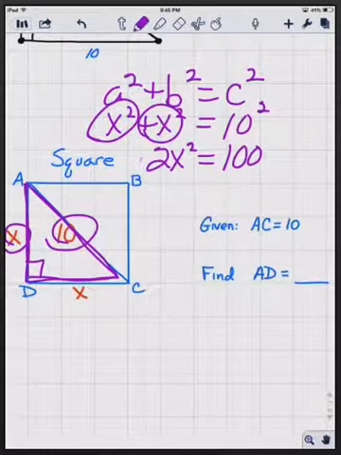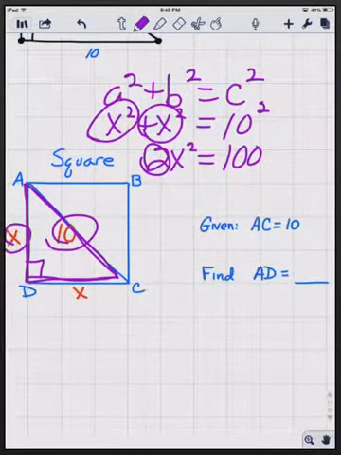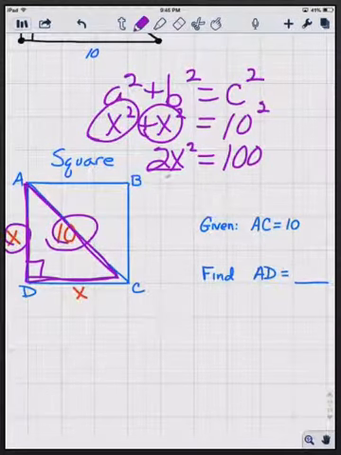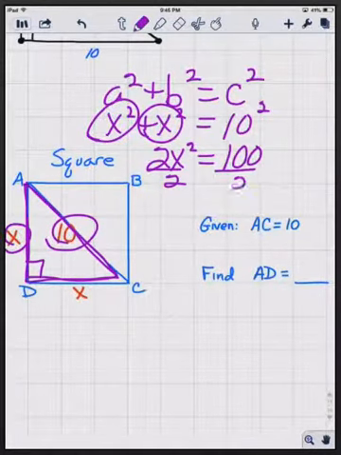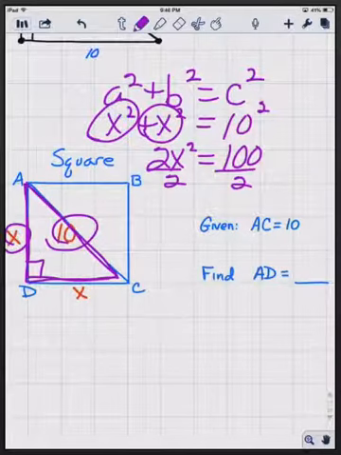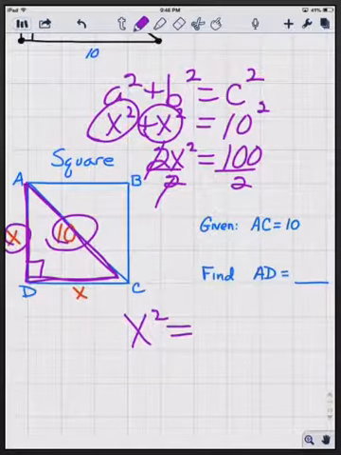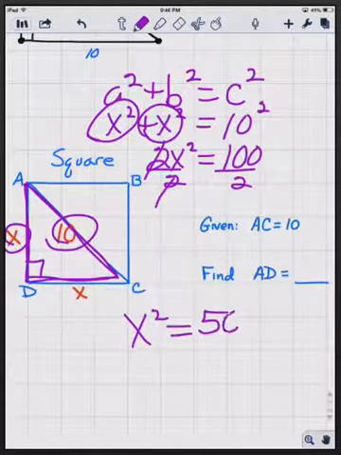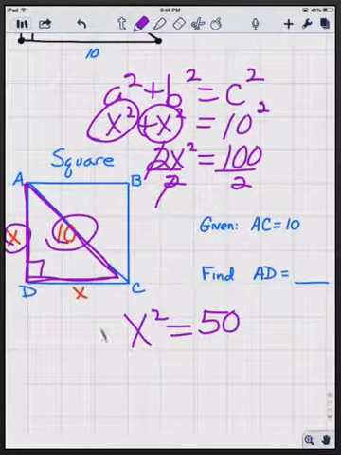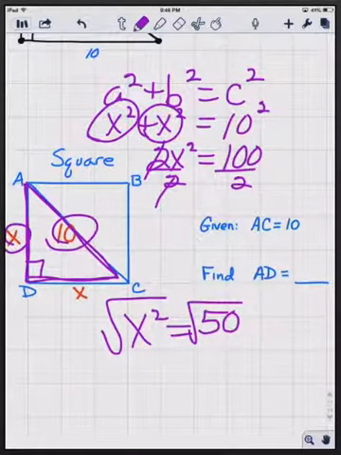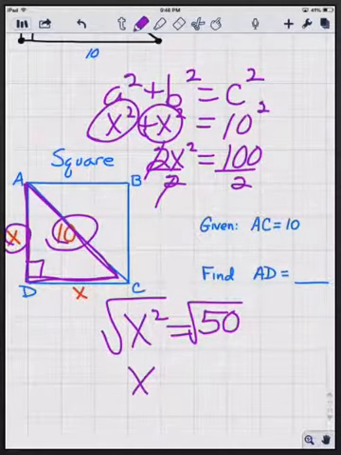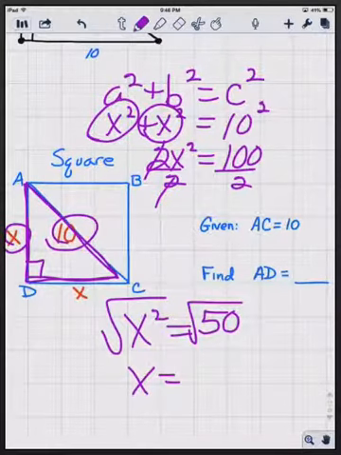So to get rid of the 2 out in front, the opposite of multiplying by 2 is to divide by 2. So I'll divide each side of the equation by 2, and just going down to the bottom, that gives us x squared, because the 2's cancel on the left, equals 100 divided by 2 is 50. So we need the square root of 50 for the answer. The square root of x squared is x. Square root of 50 is our answer.